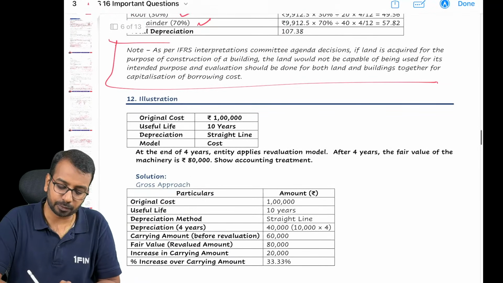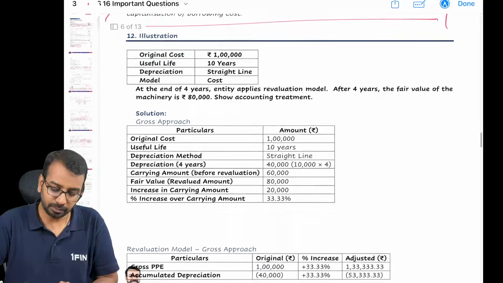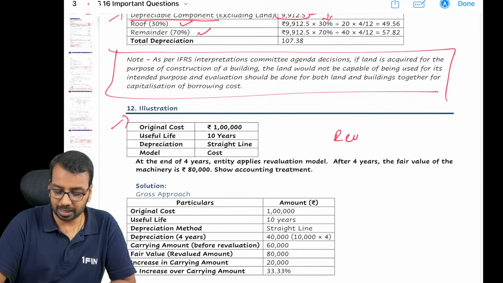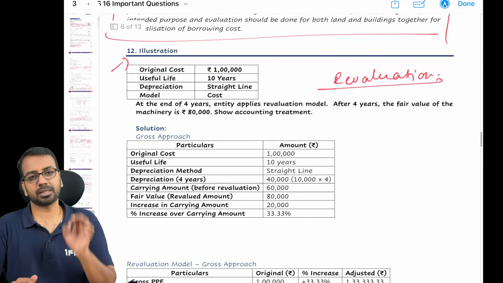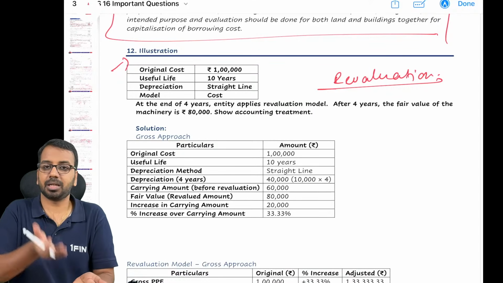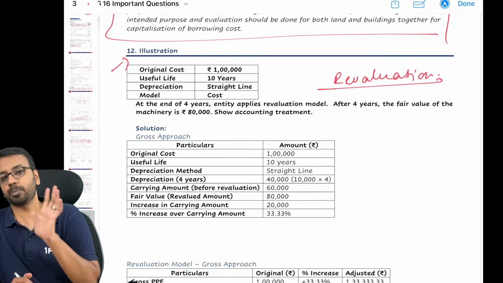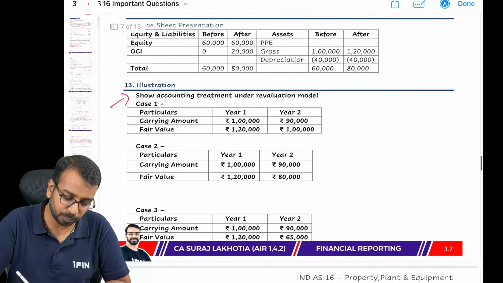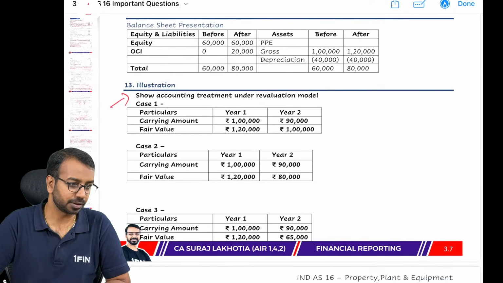This is some extra information if you want to understand further. Then this question you can do on your own. I have already explained; this is about revaluation. In revaluation case, always remember first time revaluation goes to OCI, subsequent revaluation if it is an increase, again OCI. If it is a decrease, first debit the OCI, balance will go to P&L. Using that concept, you can practice question number 12 and question number 13 on your own. This will be more for your own practice and revision.